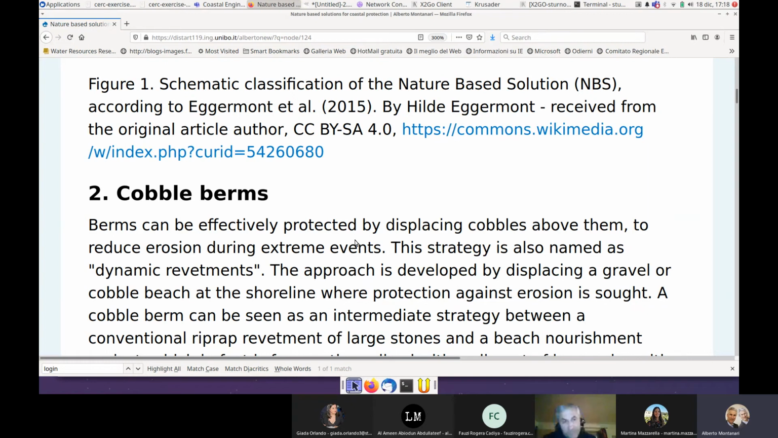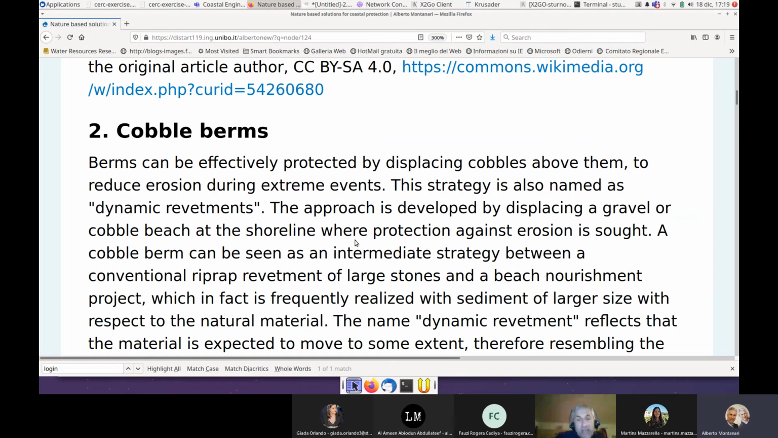Cobbles are called dynamic revetments because they cover the beach with cobbles which are free to move and therefore are more dynamic. This presents the advantage that the aspect of the beach, the look of the beach, is closer to natural.